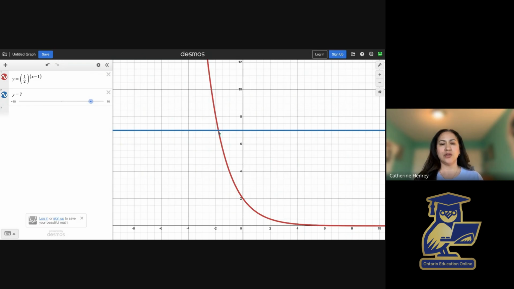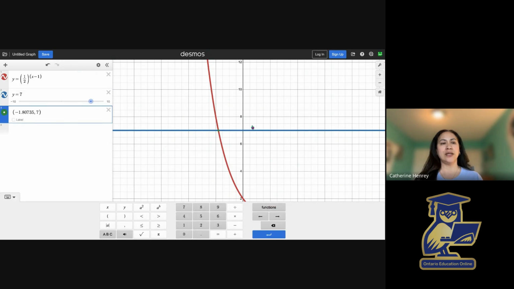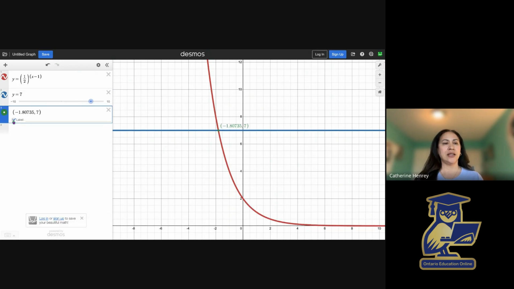So I can put the cursor right on the intersection point. It'll get highlighted over here. This is where I can label it. I can click label, click point, and name it point of intersection. And I can put the coordinates: -1.8, I'm just going to round that, comma 7.